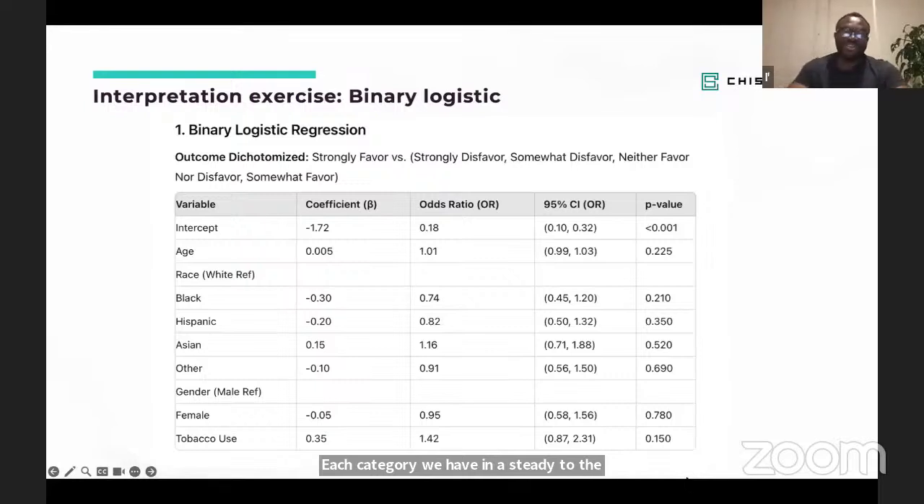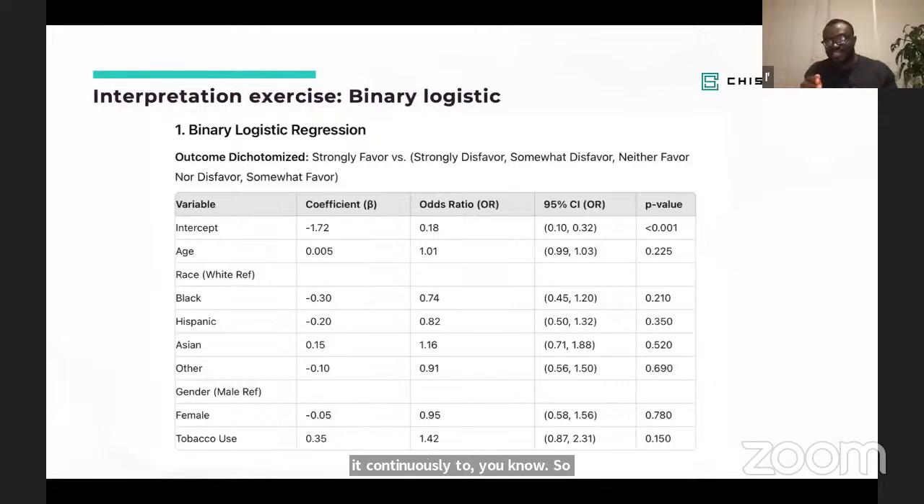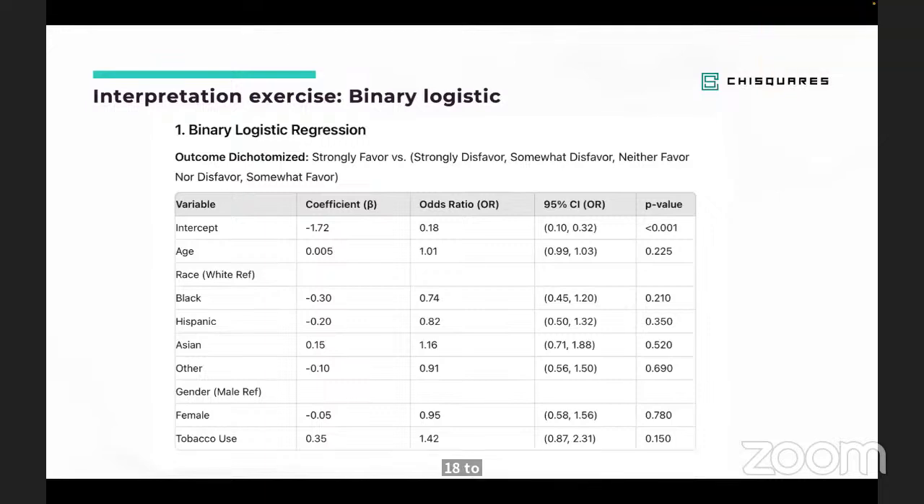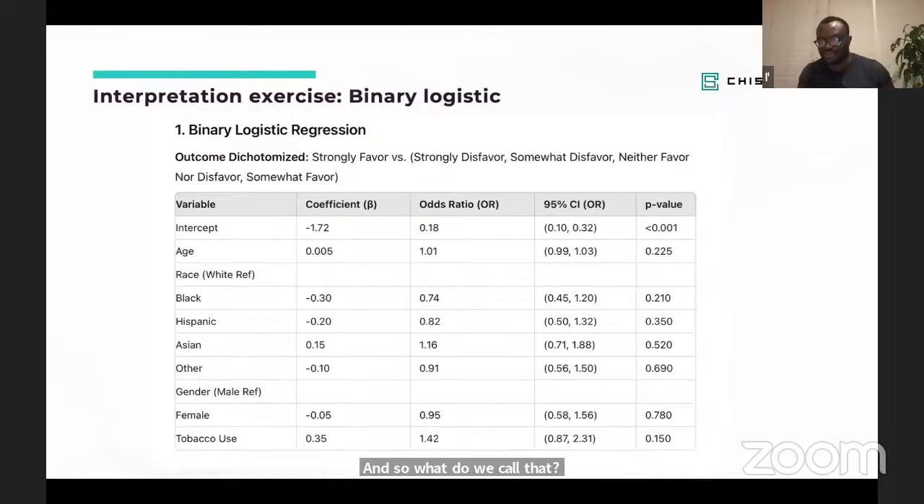You've taken us into the bush now. So remember that age is a continuous variable, right? We're measuring it continuously. When you say increasing age, do you mean 18 to what? We're saying 18 to 19, right? And 19 to 20, right? That's what you mean, right? Yes, exactly. And so what do we call that? For every unit increase. Okay. Unit increase means that we're moving from 18 to 19, 19 to 20. All right, now take all of that and can you now reframe your answer?